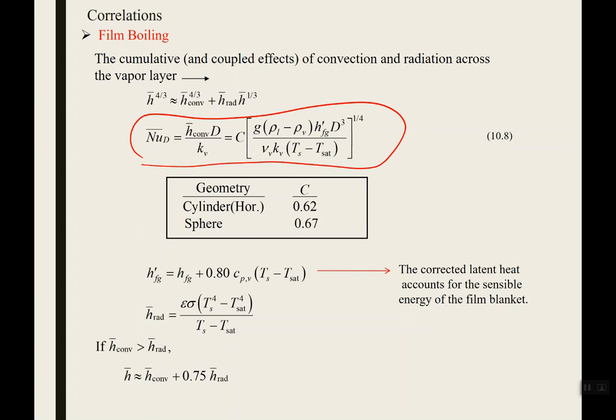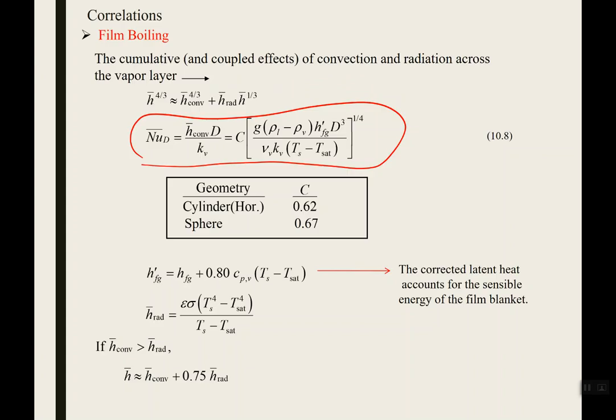Okay, so we're going to move into condensation now. We went through some interesting theory on boiling, and we got to a correlation where we're calculating Nusselt number.